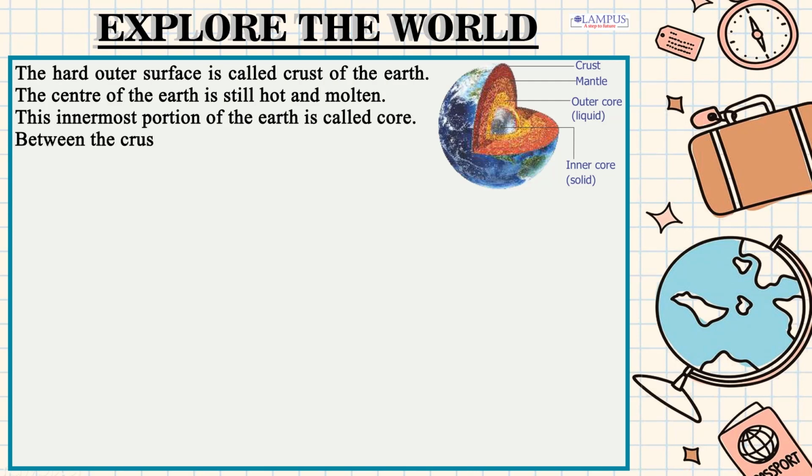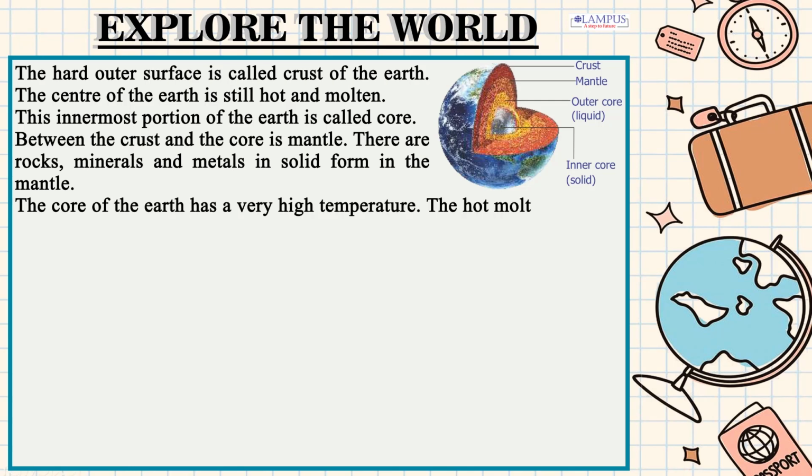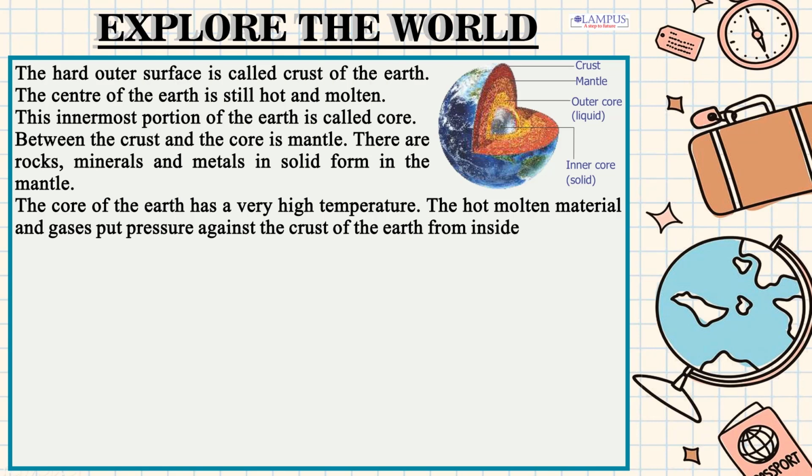Between the crust and the core is the mantle. There are rocks, minerals and metals in solid form in the mantle. The core of the Earth has a very high temperature. The hot molten material and gases put pressure against the crust of the Earth from inside and rush out from the weak places of the Earth's crust.